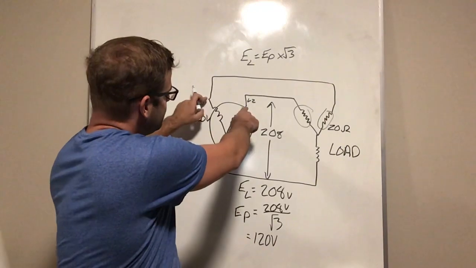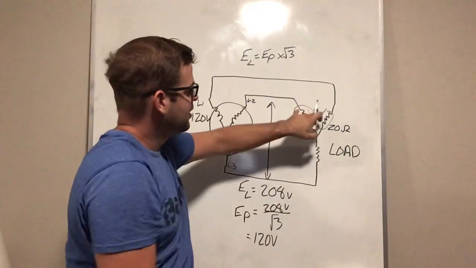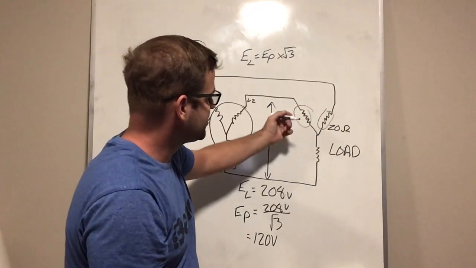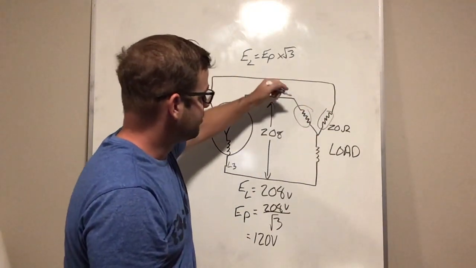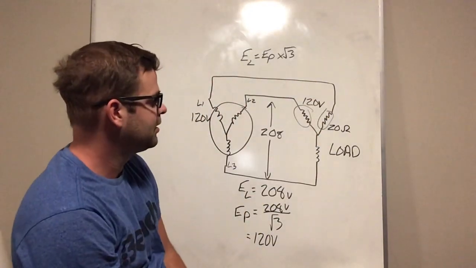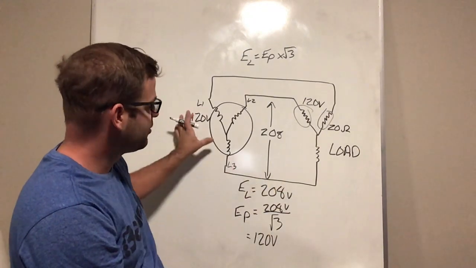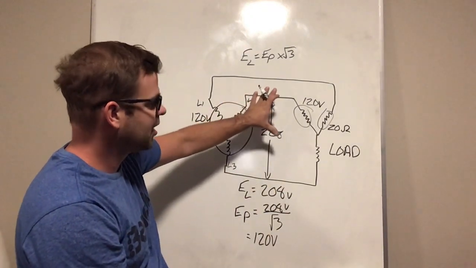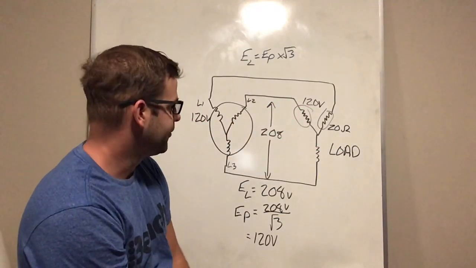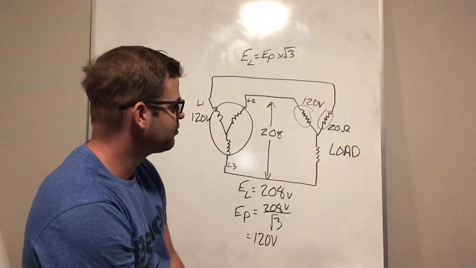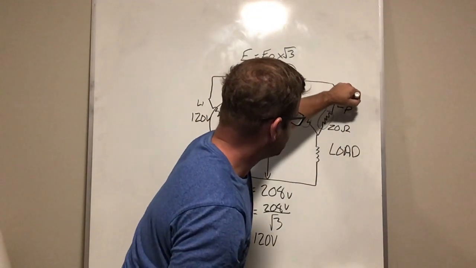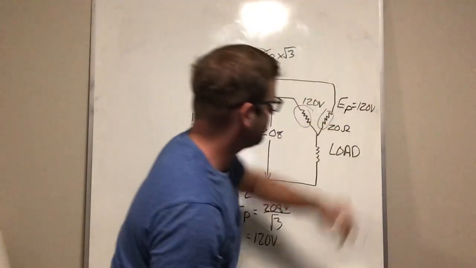I go out to my terminals and then into the line. I come to the terminals of my load and down into each phase, and I end up seeing a value that's root 3 smaller, so I get 120 volts in my load. So 120 root 3 larger in the line, and then I go root 3 smaller to go back into the load. So I have 120 volts per phase, so I can just write E phase is equal to 120 volts.